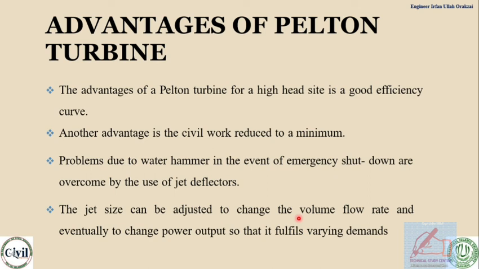The jet size can be adjusted to change the volume, flow rate, and eventually to change power output so that it fulfills varying demands. Means you have the availability of a jet, you can change it, you can reduce its size, increase its size, make it forward, backward in order to have your maximum efficiency discharge to move the Pelton turbine.